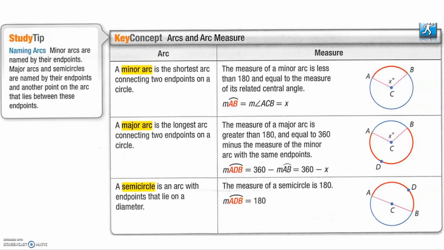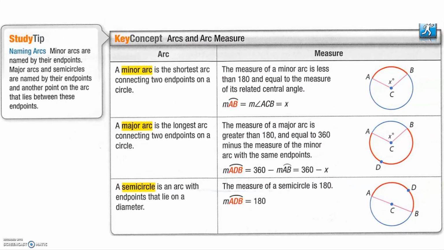So we have a minor arc, which is the shortest arc in a circle. It is less than 180 degrees. A major arc is an arc that is greater than 180 degrees, and a semicircle is exactly 180 degrees. Now, notice, while naming arcs, an arc that's less than 180, a minor arc, is only notated with two letters. A major arc and a semicircle are notated by three letters.